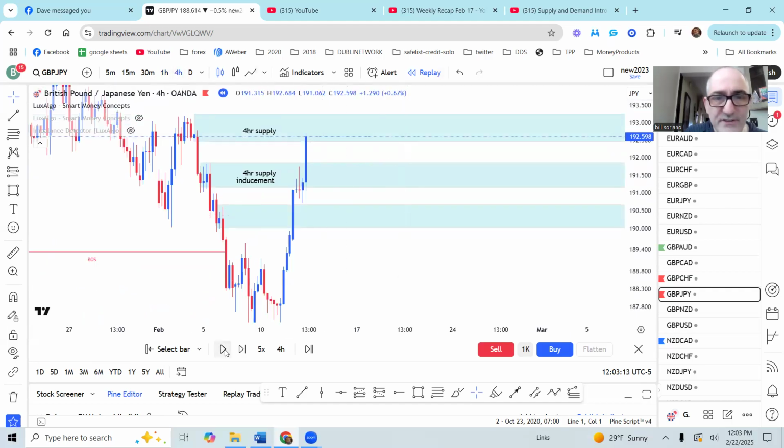Okay, so again, just staying on the 4-hour time frame right here, now we're looking for that change of character, right? So at this point, we'd be looking for this low here to be taken out. Now, if it goes higher, then we can have another low, right? So let's see what happens here.